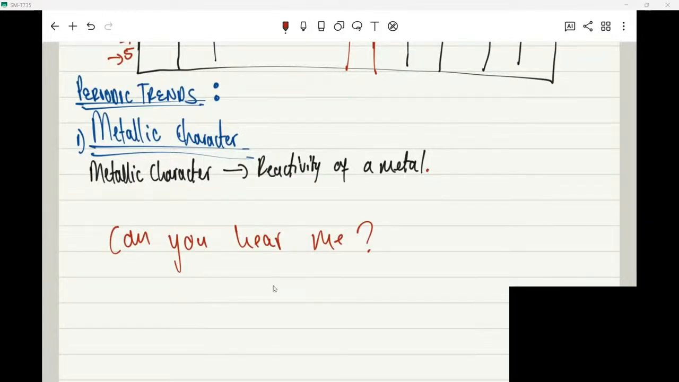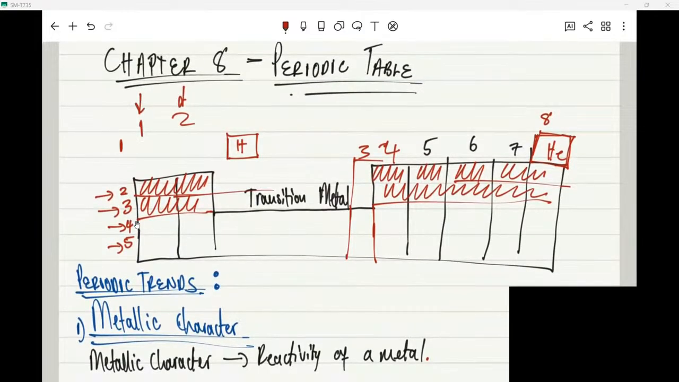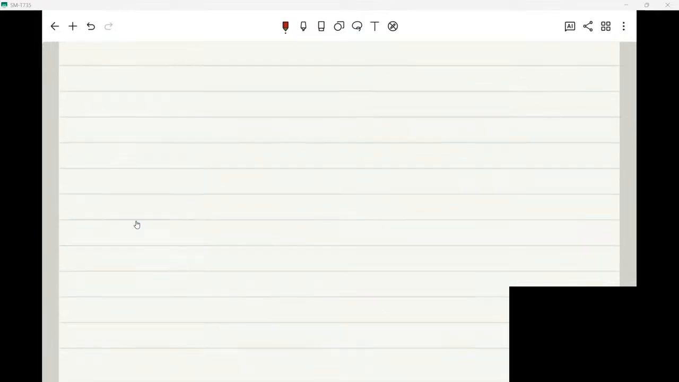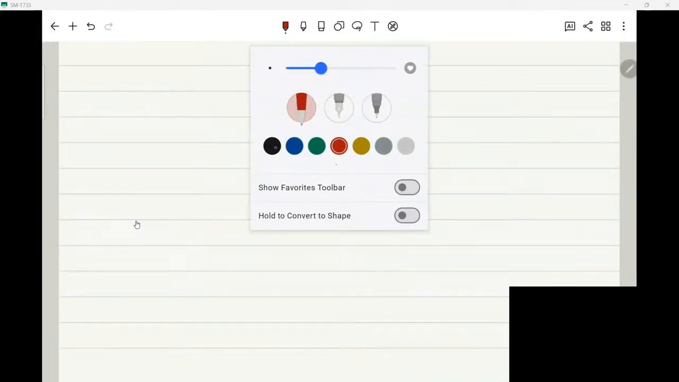Okay, now I think you can hear me. Let's continue. So what we were talking about was, when you're going through your chapter 8 for chemistry, it's the periodic table. Let's just go through everything and we'll be fine in no time. So yes, chapter 8 for chemistry is the periodic table.